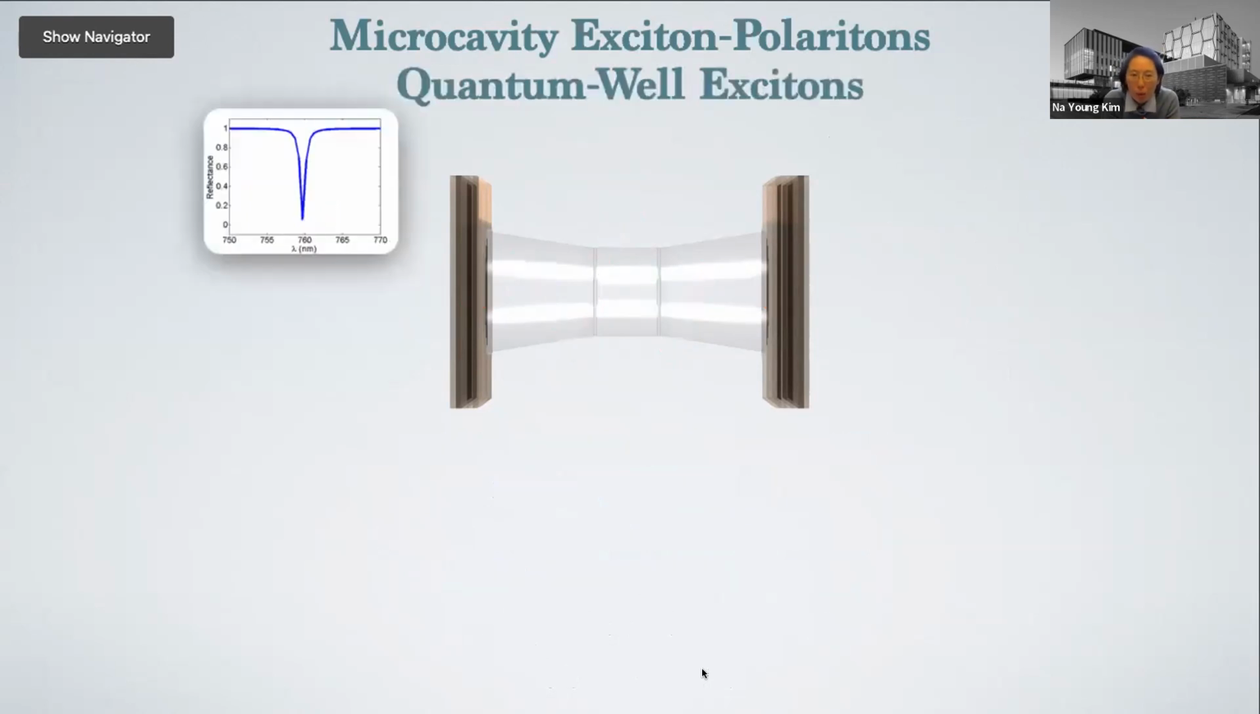Next element is the quantum well exciton. We are again using the semiconductors, gallium arsenide and aluminum gallium arsenide, for band gap engineering.